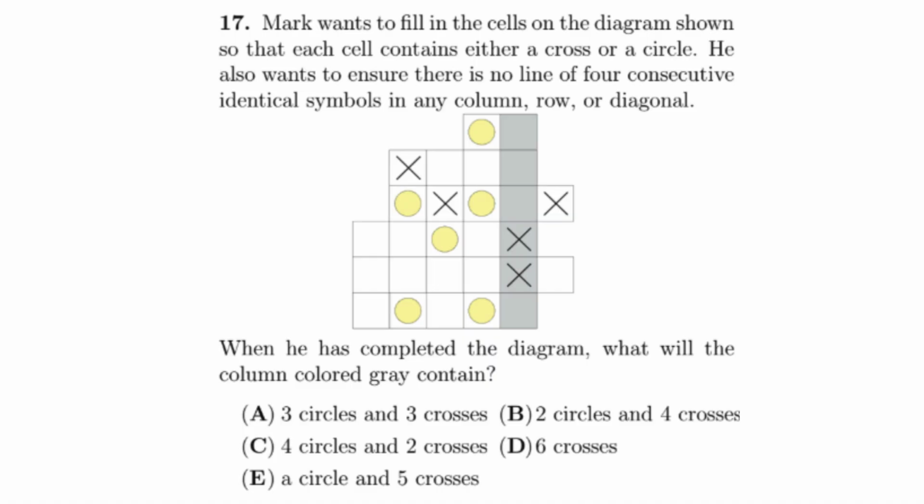Number 17. Mark wants to fill in the cells on the diagram shown so that each cell contains either a cross or a circle. He also wants to ensure there is no line of 4 consecutive identical symbols in any column, row, or diagonal. When he has completed the diagram, what will the column colored gray contain?